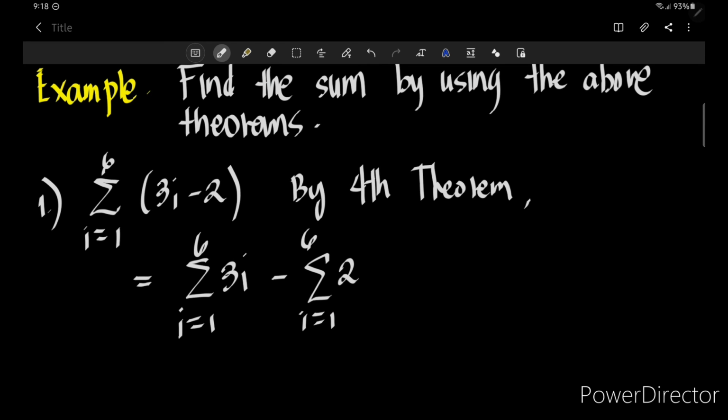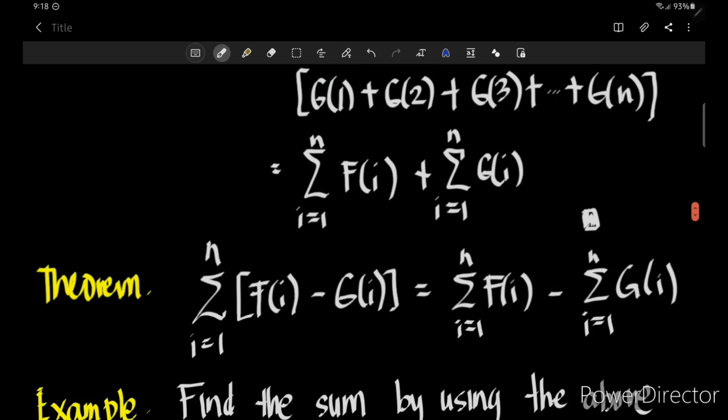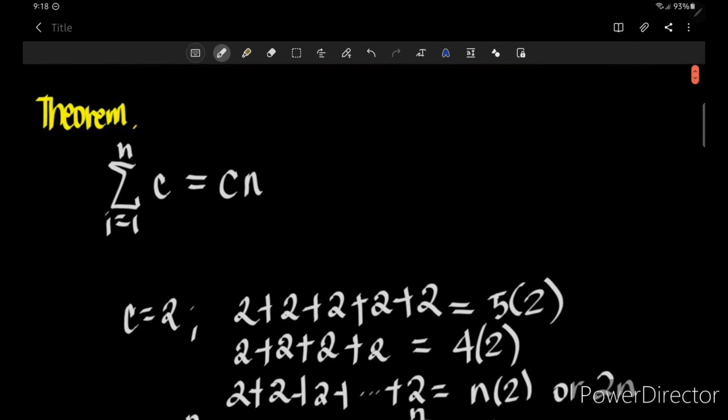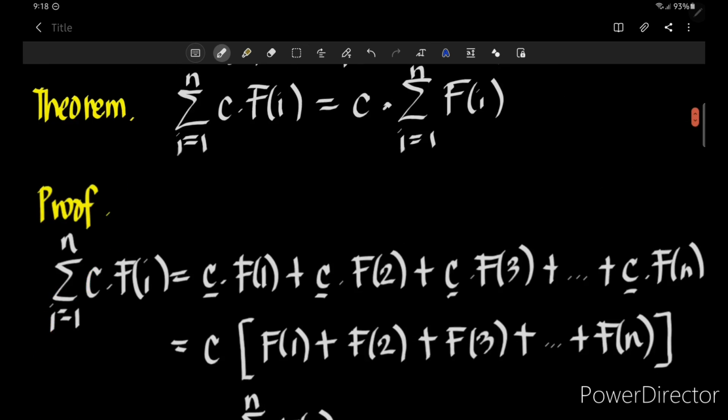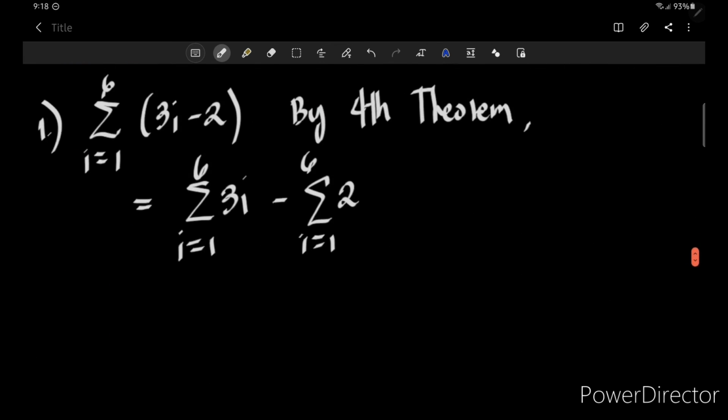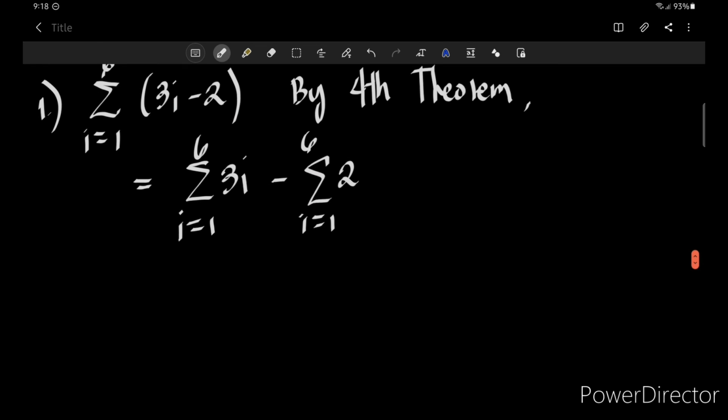Hindi lang siya fourth theorem. Makikita nyo, may constant tayo na 2 dito sa ating last term. So, pwede natin i-apply dito yung ating theorem 1. First theorem: the summation of C, where C is any constant. This time, ang constant natin is 2.